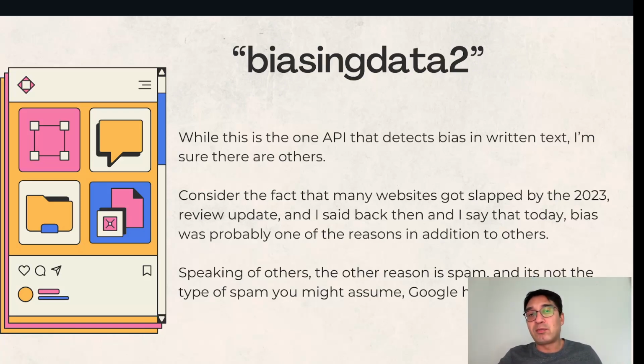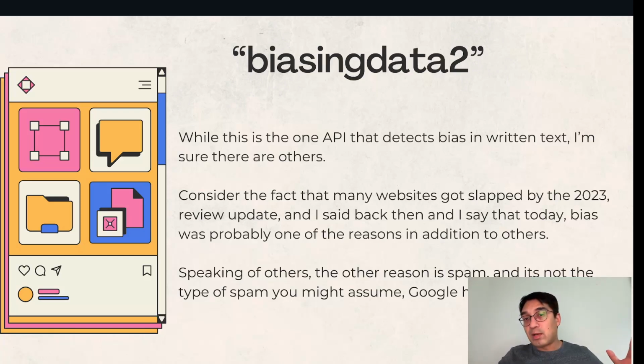Affiliate sites were also slapped, and review sites and affiliate sites are kind of the same thing, but both types of sites were slapped very hard. But what I found was after we started revising the text, things began to change when the text became more unbiased and the language we used was more balanced. The rankings came back.